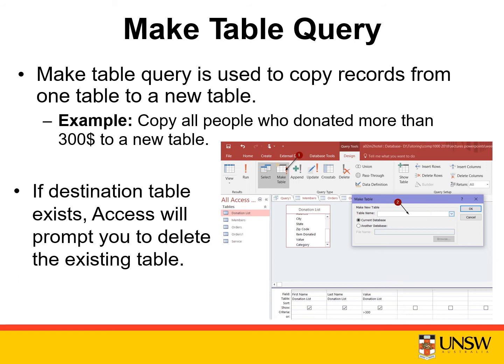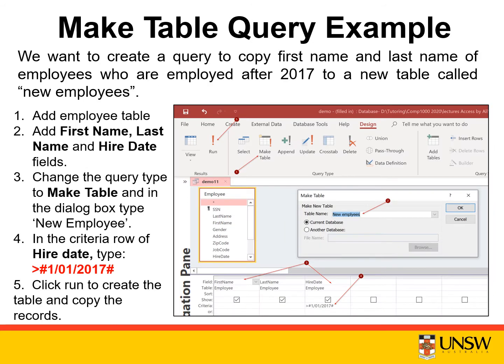The third action query is Make Table query. This query is used to copy the records from one table to another table based on the defined criteria. In this example, we want to create a query to copy first name and last name of the employees who are employed after 2017 to a new table called New Employees.